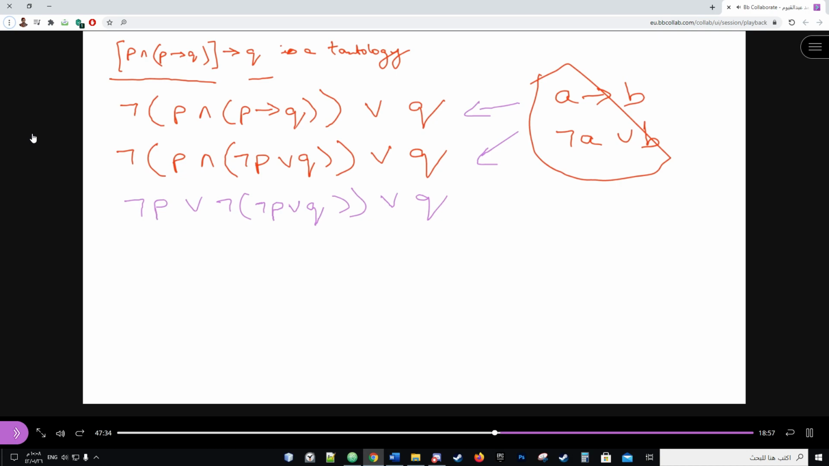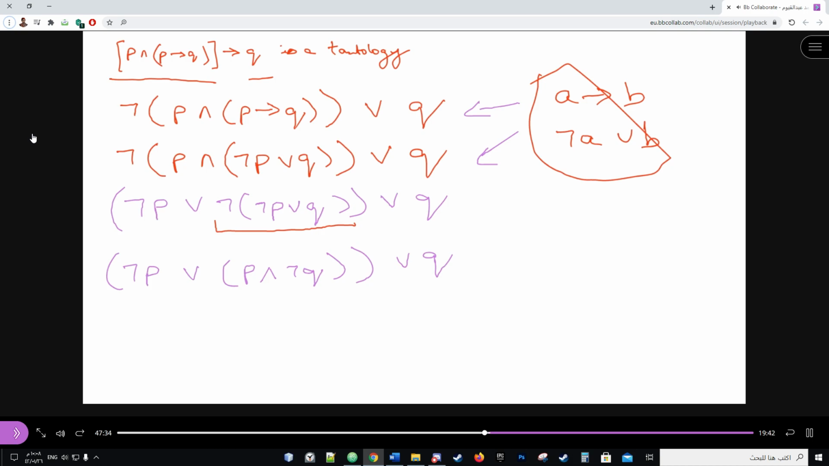Just make sure you have your brackets right. We don't want to mix up your not P versus not P. So now we apply De Morgan's law again. Again, this portion we apply De Morgan's law again only to that portion. So we have not P or not P is P, and this becomes Q or Q. Okay.